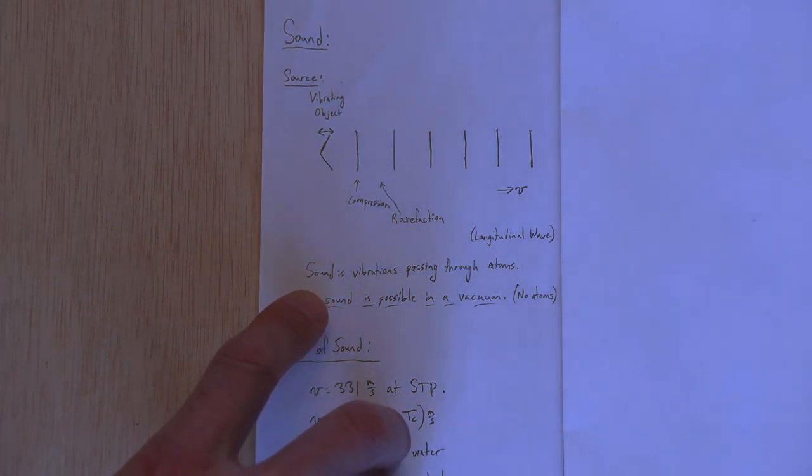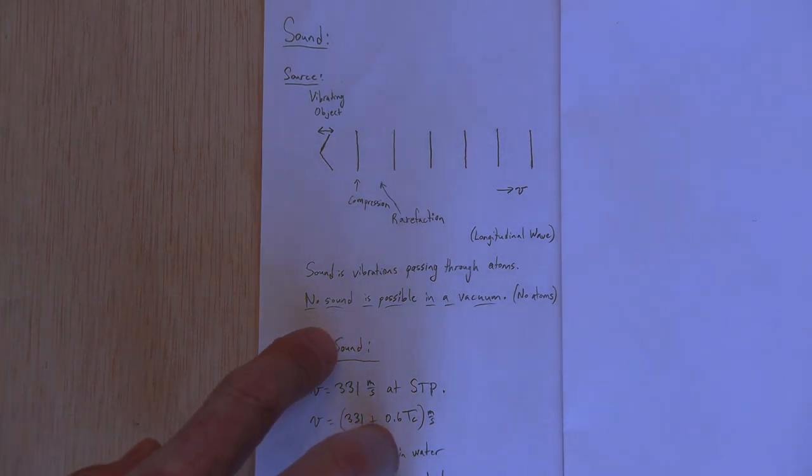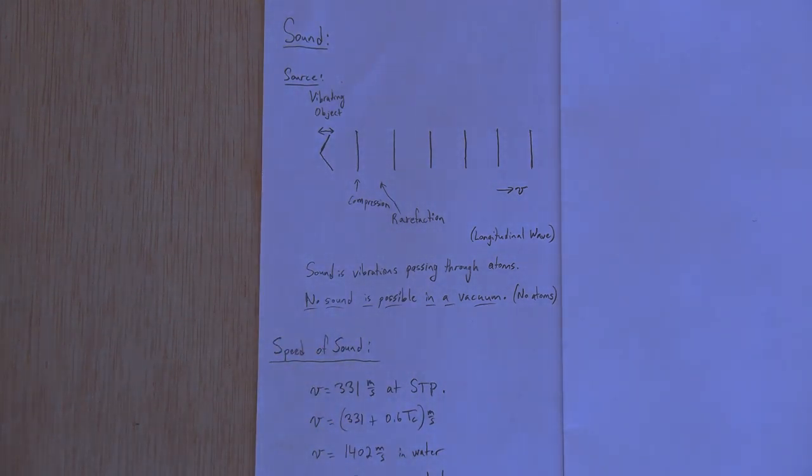Okay? Another point, obviously, is that sound, as I just explained, is vibrations passing through atoms. So this is something that the Regents likes to emphasize. No sound is possible in a vacuum because there are no atoms there. So tomorrow's lesson will be about light, and obviously the sun sends light to the earth, lighting up, giving us the day. So the light we're going to learn about tomorrow can travel through the vacuum of space.